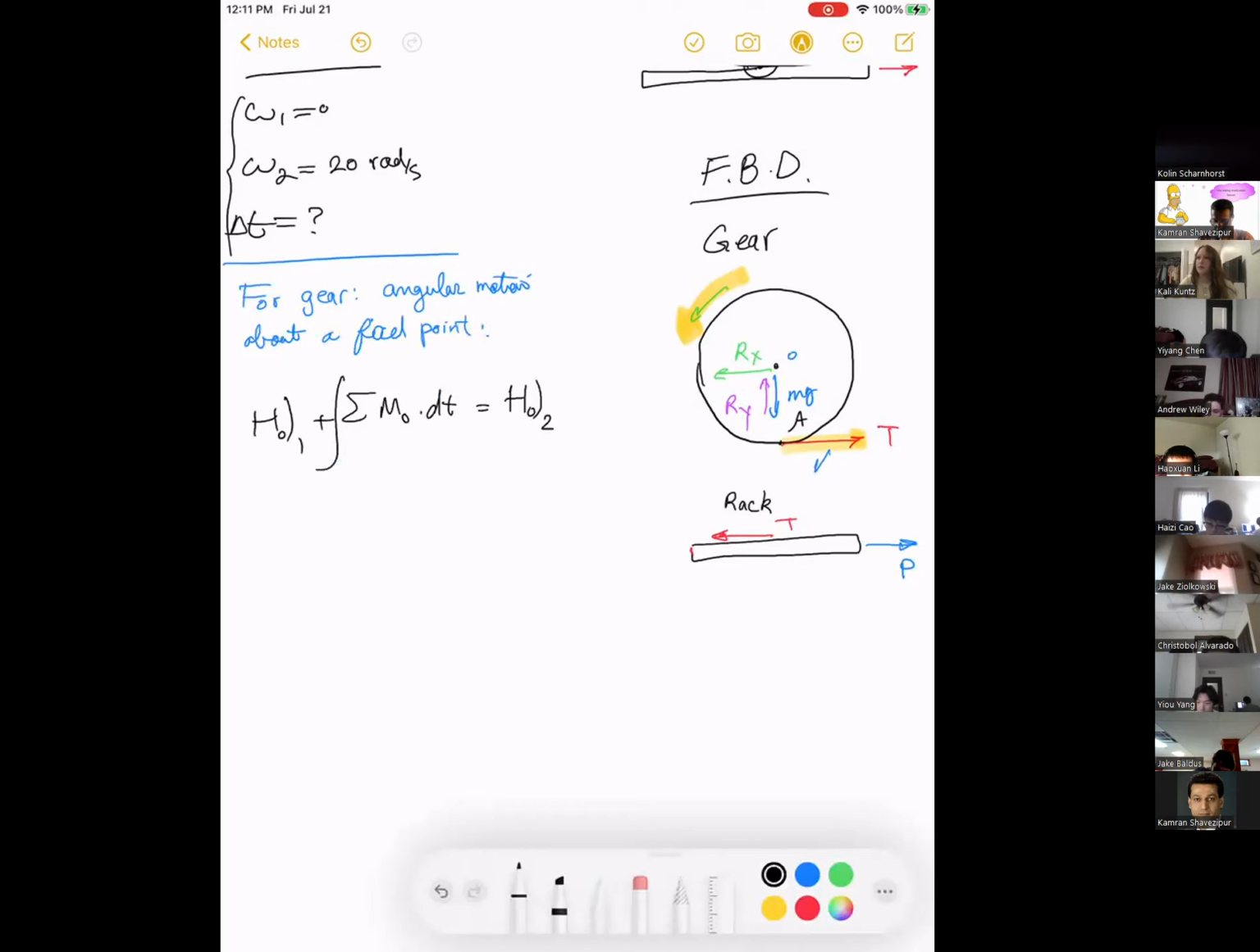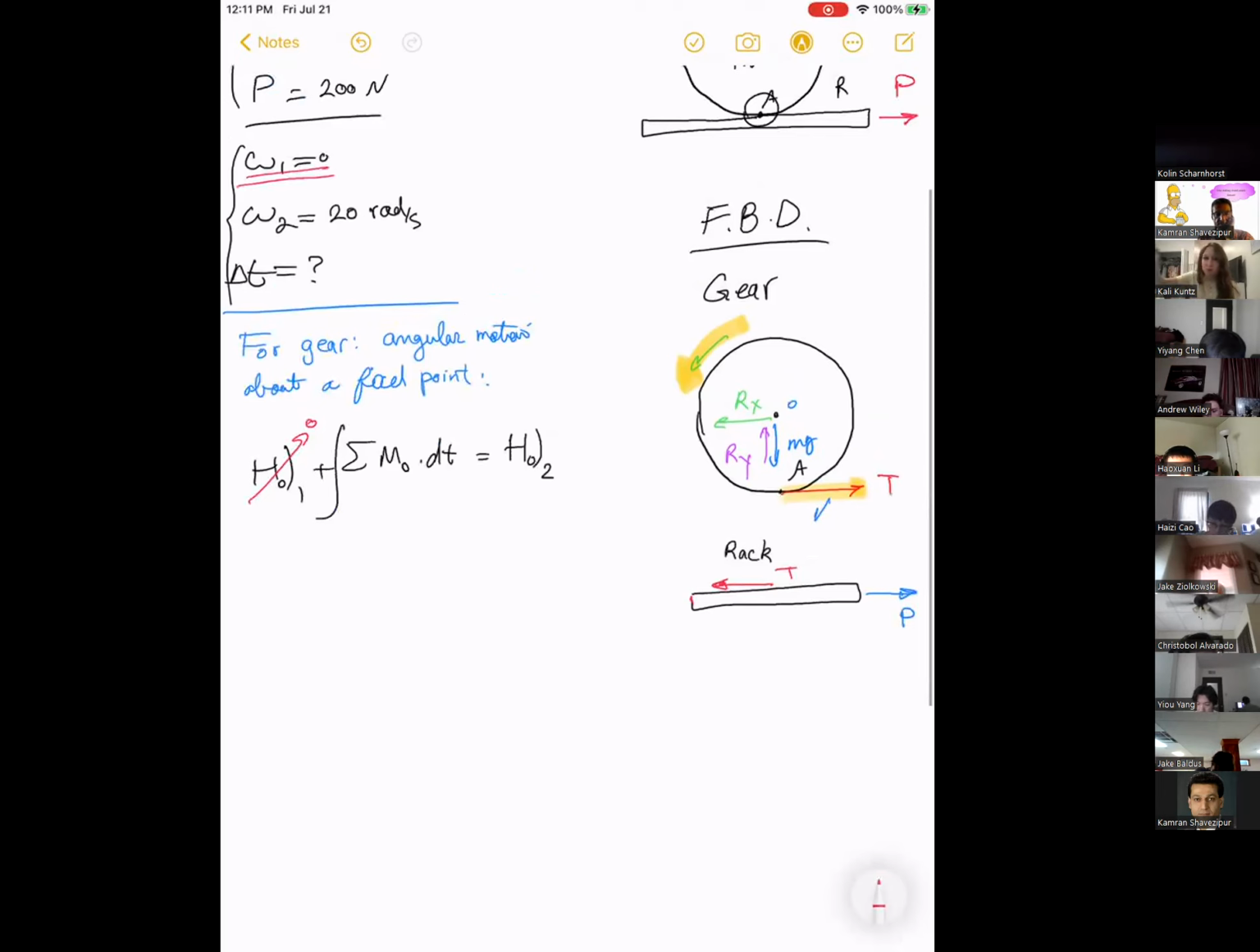Initial angular momentum is 0 because the problem says it starts from rest. Moments about point O: this is point O, and this is the force that creates the moment. The moment of that force is technically T times R, integrated dt from 0 to T. And here, H about O is going to be I about O omega 2. Again, I'm not using the vector sign because everything here is in the Z direction.